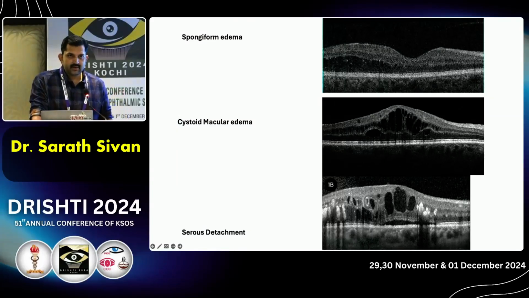Morphologically, diabetic macular edema is divided into spongiform edema, cystoid macular edema, and serous detachment. With the breakdown of the blood retinal barrier, fluid starts accumulating in the outer plexiform layer in small cysts. This is termed spongiform edema. With further disease progression, more fluid starts accumulating in the outer retinal layers. These small cysts coalesce to form larger cysts. This is termed cystoid macular edema.